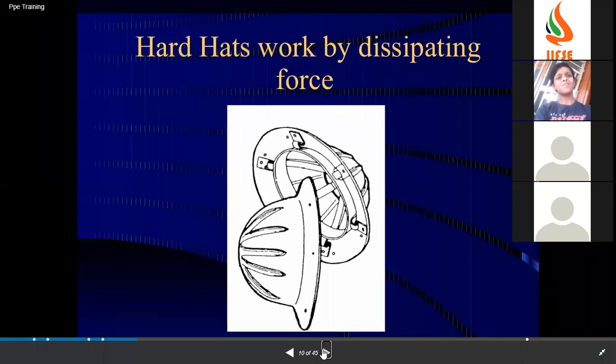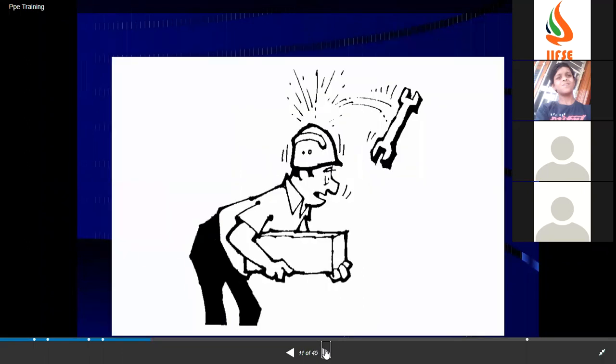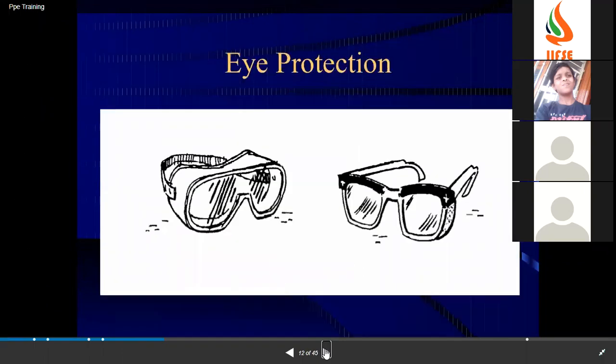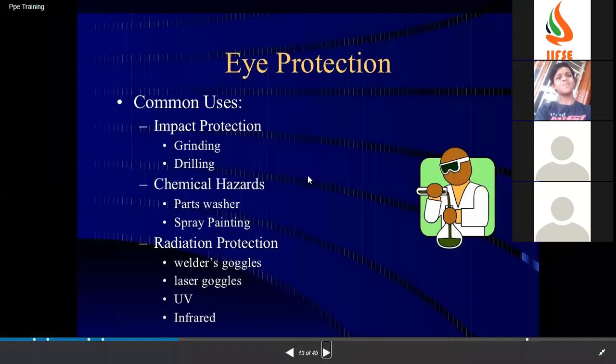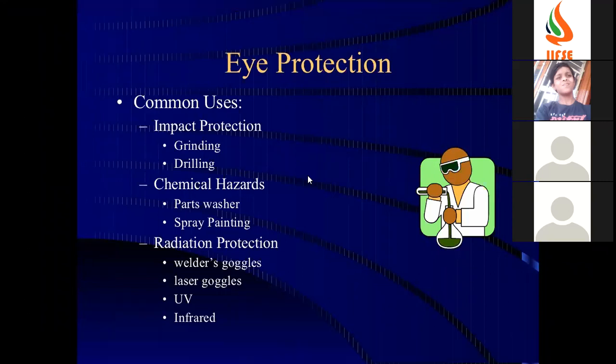These are different kinds of hard hats, safety helmets. Okay. This is the simple description. These are eye protection, fully closed and half closed. Fine. See here, impact protection, grinding, drilling.